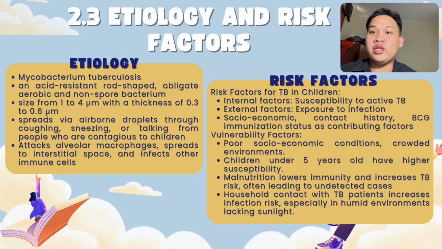Several risk factors contribute to TB in children, such as internal factors that promote active TB development and external factors like exposure to infection, socioeconomic condition, poor nutrition, and close contact with TB patients, especially in crowded and humid environments, which significantly increase the risk of infection. Children under 5 years are particularly vulnerable due to a weaker immune system, and the symptoms can often be mistaken for malnutrition.